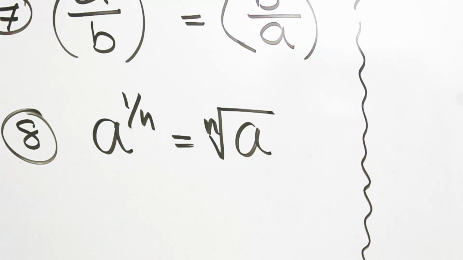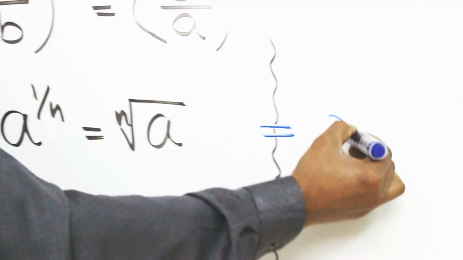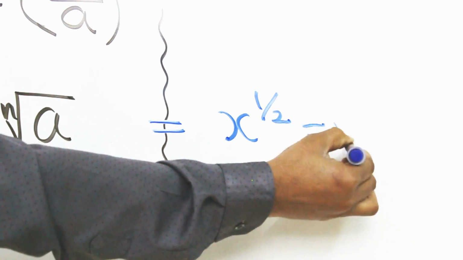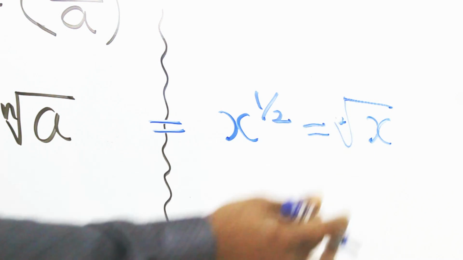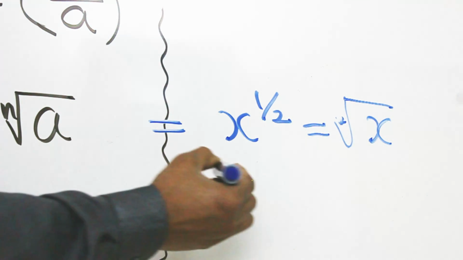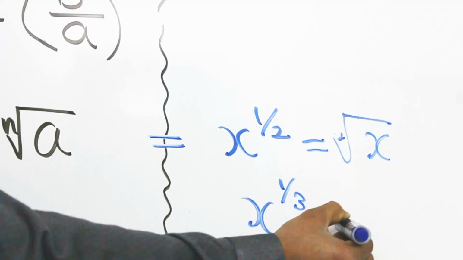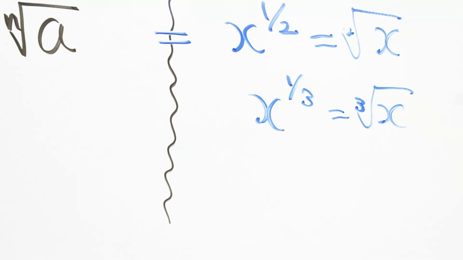For example, x power 1 by 2 means root of x. Here it is 2, but there is no need to write it, by default it is the square root. Another example, x power 1 by 3 means the cube root of x.